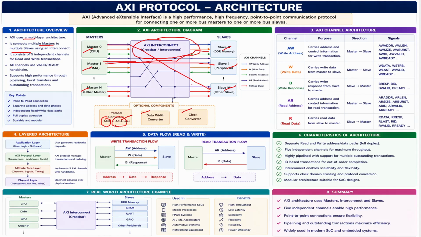Okay. See, five channels are there. AW channel, that means write address channel, write data channel, write response channel, read address channel, read data channel. Okay, all these five channels are different channels. In each and every transfer, these channels take part. Okay, so write address channel, what does it carry? That carries address and control information for your write transaction. Whenever you are doing the write transaction, that means master to slave, at that time this is carrying the address.